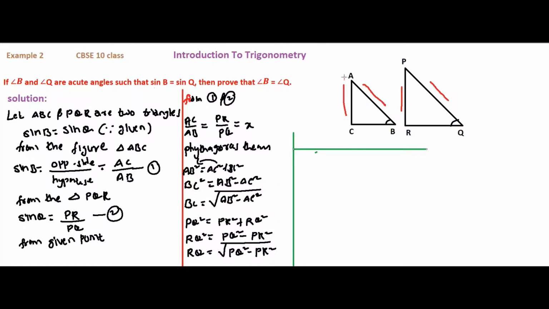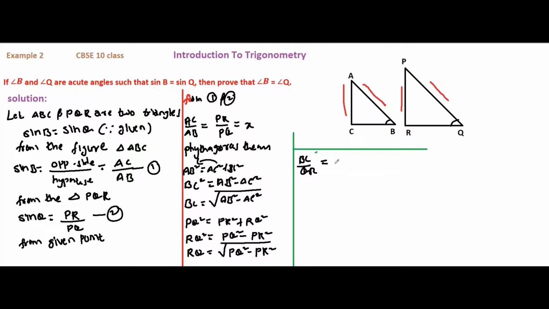If two sides are equal, automatically the third side ratio is also equal. So that's why we can write the ratio of the remaining two sides, BC by QR. So I am writing that one, BC by QR. Again from the triangle, BC by QR equals, what is the BC value here?